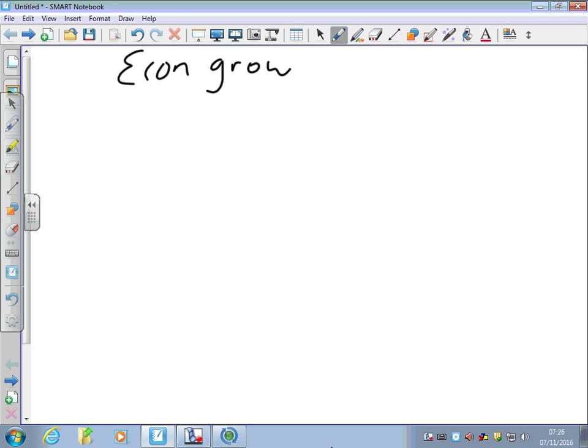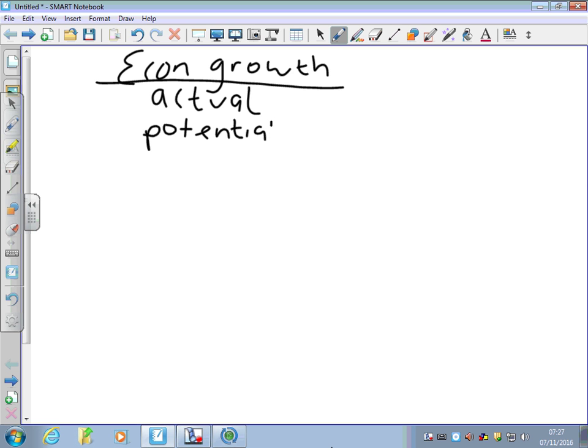Now, economic growth is obviously something we looked at massively in AS economics. And if you think about it, there's two ways of thinking about this. You've got actual and you've got potential economic growth. Actual economic growth, all it is, is growth in real GDP. In other words, it's a growth in the output of the economy. Potential economic growth is measured by an increase in the productive capacity.